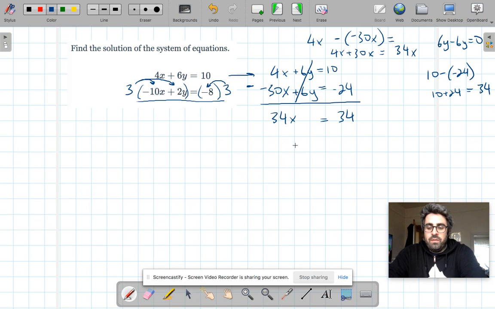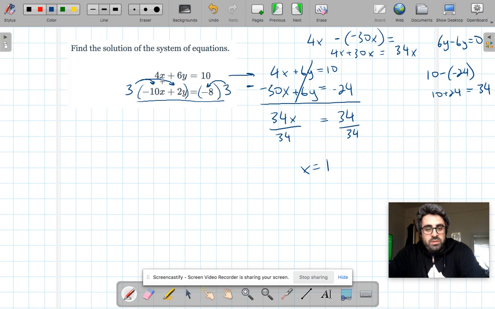So now I'm just going to solve this like any other equation. I'm going to divide by 34 because this reads as 34 times x. The inverse is to divide. And we get x equals 1. Now I'm not quite finished yet. I need to also find y.